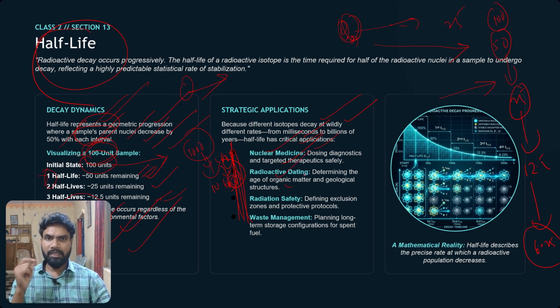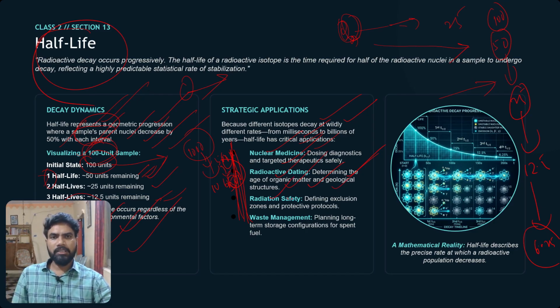Then in radioactive dating, like I told, in studying the earlier civilizations, radioactive dating is used. In that, a very important one is the carbon dating method. This determines the age of organic matter and geological structures. Then in radiation safety also it is used, by defining exclusion zones and protective protocols.